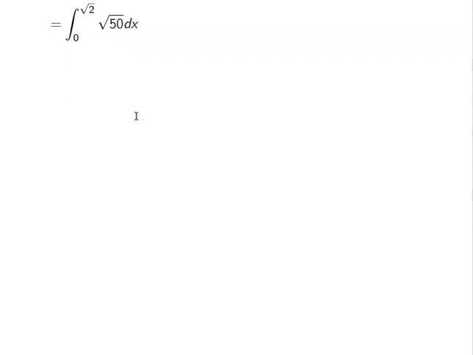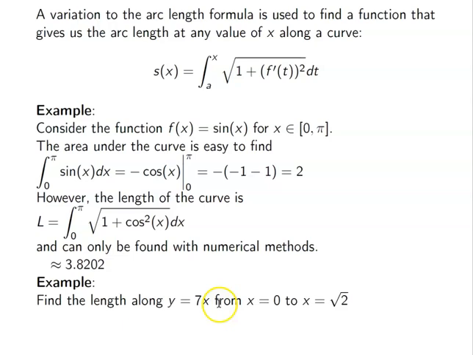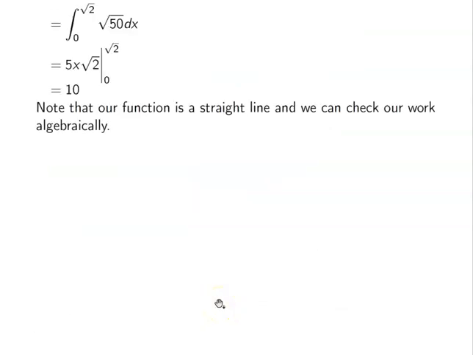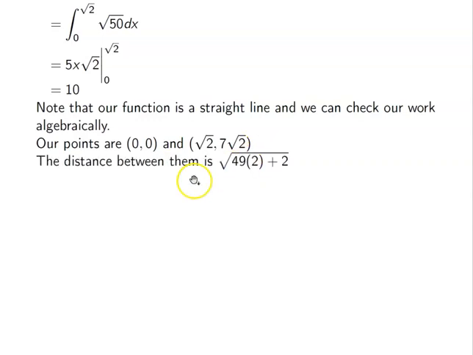But my curve is a straight line, right? y equals 7x is a straight line, which is nice because if I want to check to see I'm doing things right, I can just do this algebraically. I know how to find the length of a line. I just find the distance between the 2 points from 0 and from root 2. When I plug in 0 to 7x, I get 0. When I plug in root 2 to 7x, I get 7 root 2. Then I just subtract the y values and square it, and then I subtract the x values and square it.